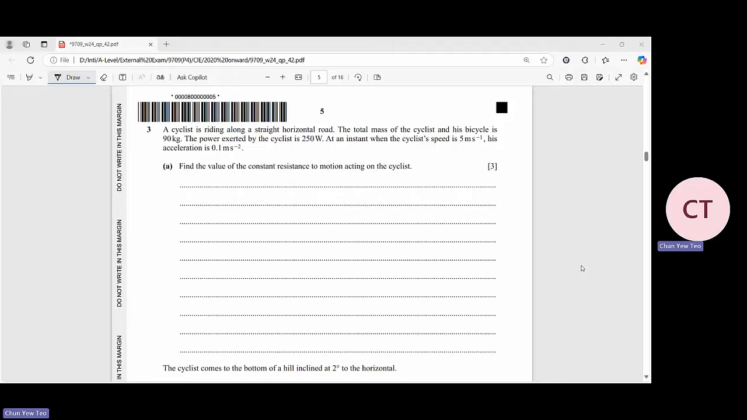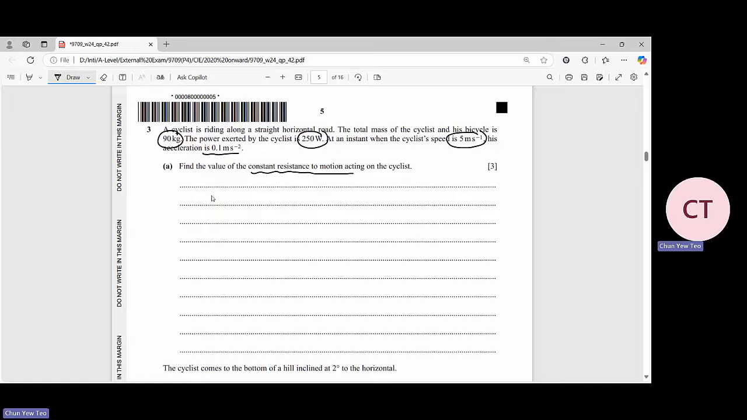Okay, question number 3. A cyclist is riding along a straight horizontal road. The total mass of the cyclist and his bicycle is 90 kg. The power exerted by the cyclist is 250 watts. At an instant when the cyclist's speed is 5 meter per second, the acceleration is 0.1 meter per second squared. Find the value of the constant resistance to the motion on the cyclist.